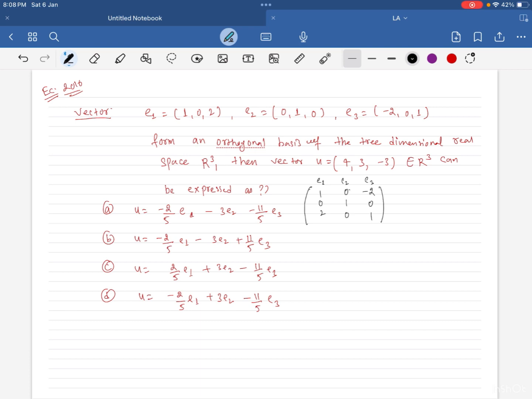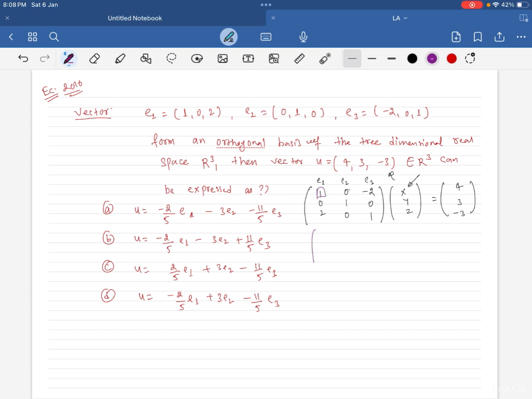And so what combination, let's call it maybe u1, u2, u3 or anything else, x, y, z, will give you this matrix u, that is 4, 3, minus 3. So this is what we have to find. So we can apply the elimination.